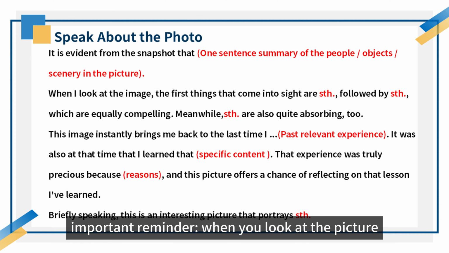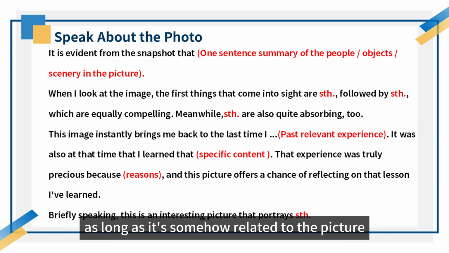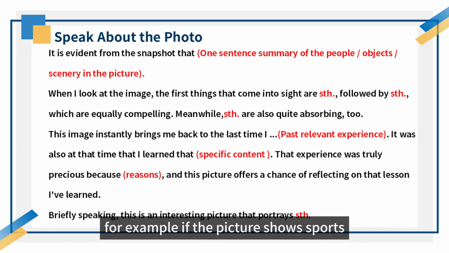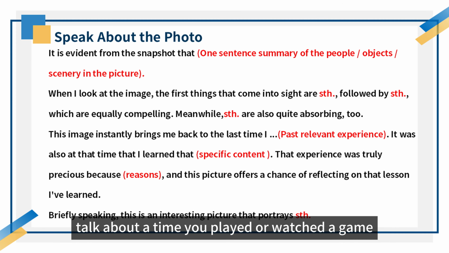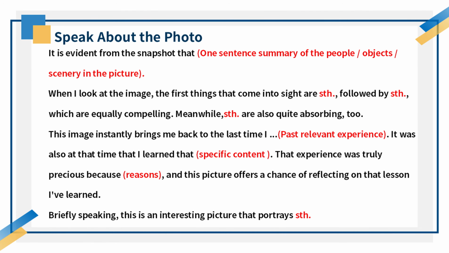Important reminder. When you look at the picture, try to mention as many details as you can. The past experience part can be flexible, as long as it's somehow related to the picture. For example, if the picture shows sports, talk about a time you played or watched a game. If it's a snowy scene, talk about a winter trip.